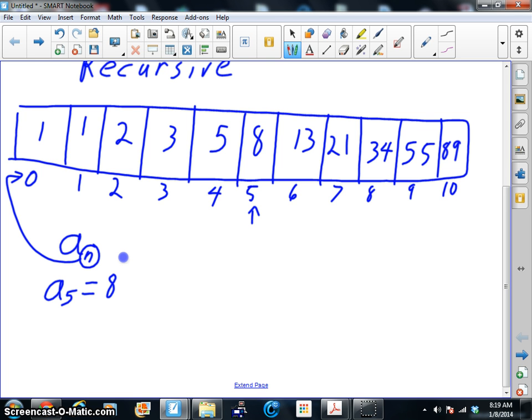Now, to be able to write this into a recursive algorithm, we're going to use this notation. This is the type of notation we're going to use. So let's see, there are a couple of things we have to know.